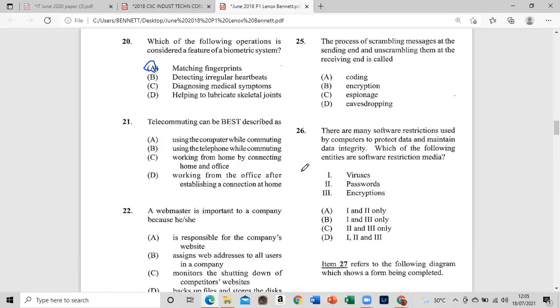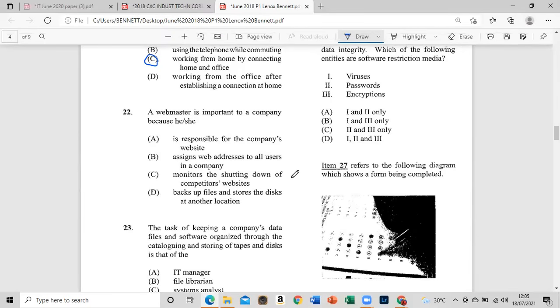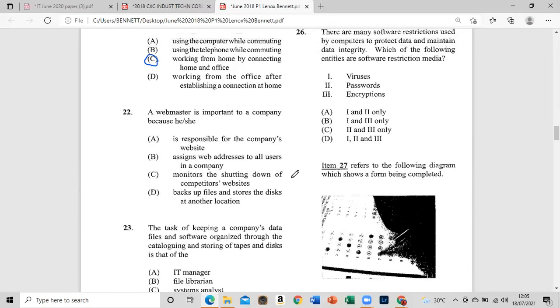Telecommuting can be best described as using computer while commuting? This was on the 2020 paper also. No, it's not that. Using the telephone while commuting? Working from home by connecting to home office. So basically, a lot of this is going on now where persons are working from home and the companies are benefiting immensely because their bills are less, they don't have to pay security guards, and their resources are not being used up. So, big up to all the call center workers working from home.